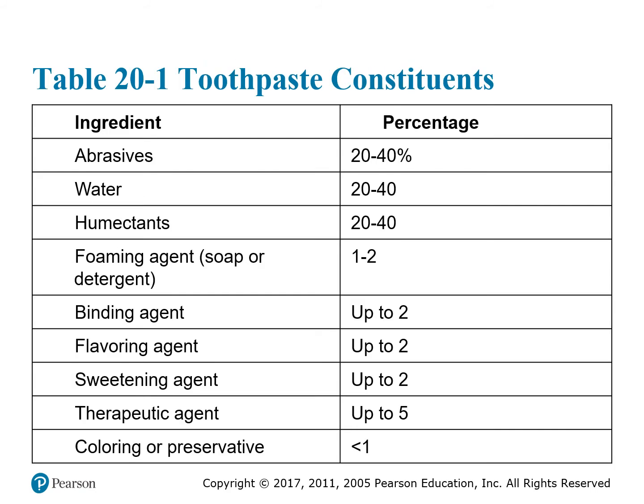So here's that. Abrasives make up 20 to 40%. Sensodyne has one of the lowest abrasivities out there. You'll find Arm & Hammer also is really low because they use baking soda instead of traditional abrasives. So it's actually also really low. It's very effective, but it's not very abrasive. Water makes up 20 to 40%.